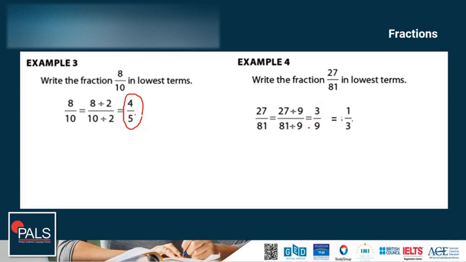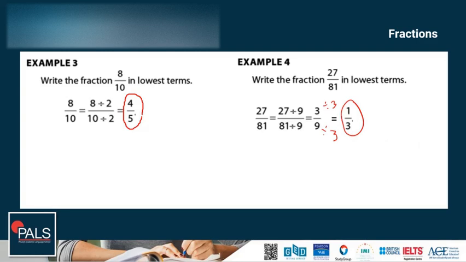So we have 3/9. However, 3/9 can still be simplified by dividing the numerator and denominator by 3. So dividing the numerator by 3 and the denominator by 3, then we have 1/3 as the lowest terms of 27/81. So you will keep on dividing the numerator and the denominator by the same number until you get numbers that cannot be divided anymore by any number.